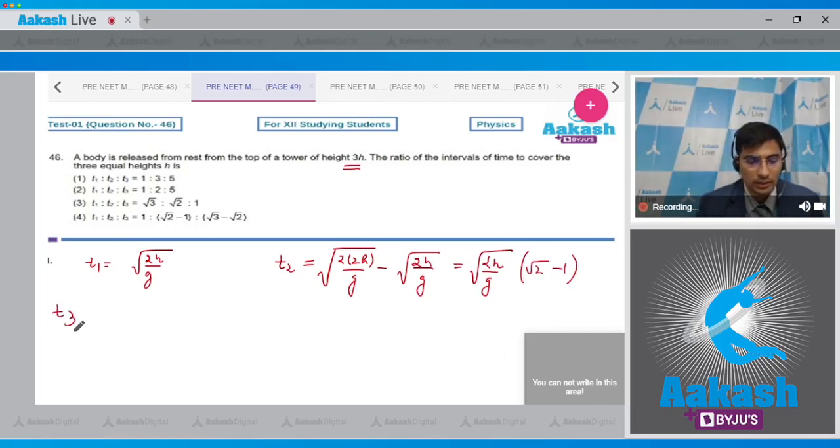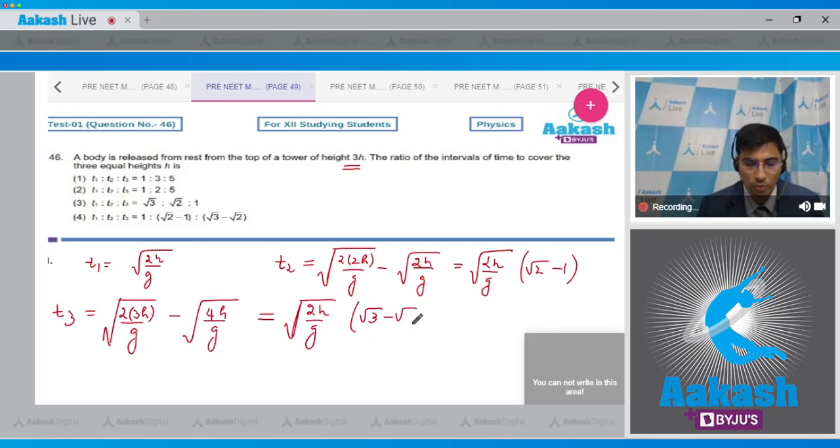In the third case, the time for the last height h can be written as the total time taken, that will be root of 2 into 3h by g, minus the initial time, that is t1 plus t2, that is the total time taken till the height 2h is covered. So this will be equal to under root of 4h by g, and on simplification this gives us a value of under root 2h by g multiplied by root 3 minus root 2.